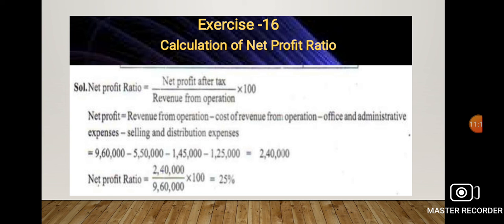Net profit after tax divided by revenue from operations into 100. Net profit means revenue from operations minus cost of revenue from operations minus office and administrative expenses minus selling and distribution expenses. So revenue from operations rupees 9,60,000 minus cost of revenue from operations rupees 5,50,000, then office and administration expenses minus 1,25,000. So totally we get 2,40,000. Then net profit ratio: net profit 2,40,000 divided by revenue from operations 9,60,000 into 100, we get 25%. This is the net profit ratio.